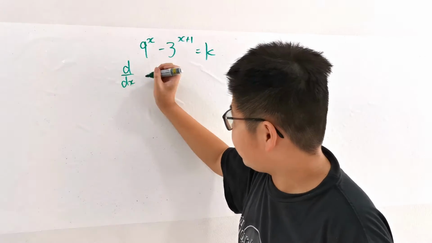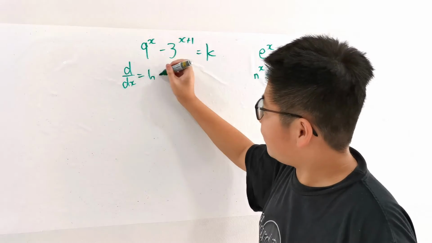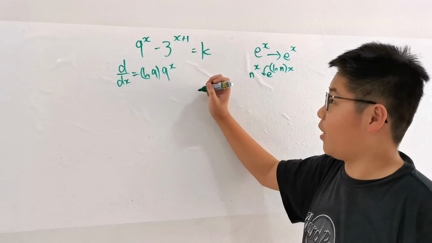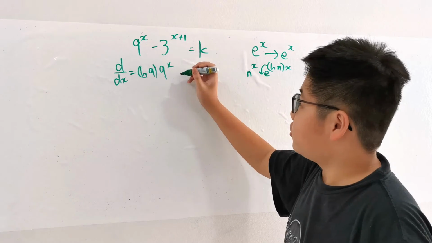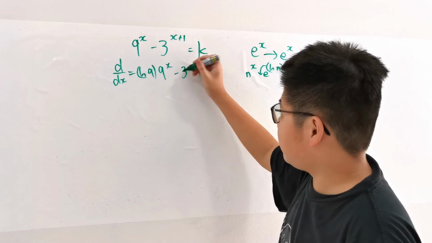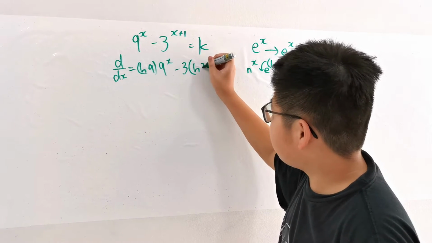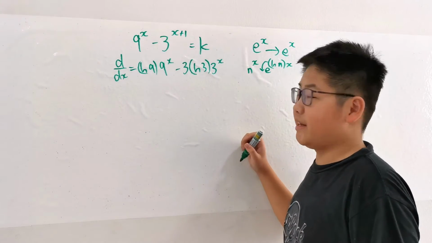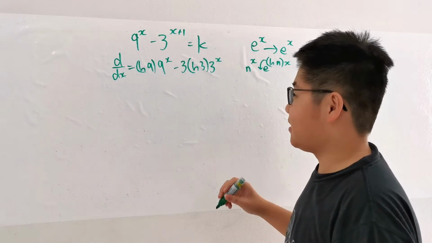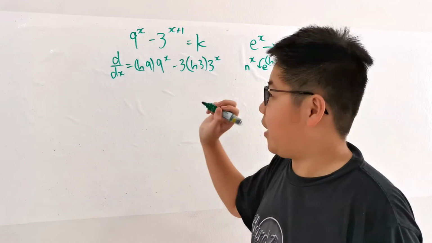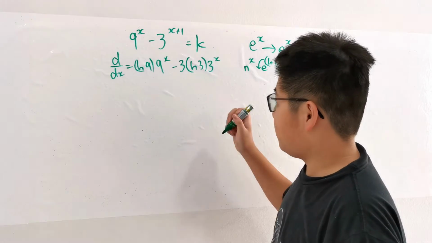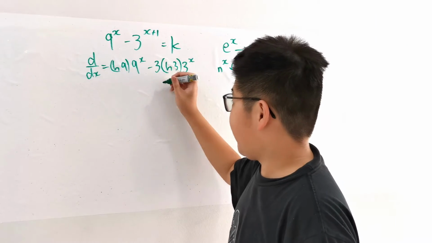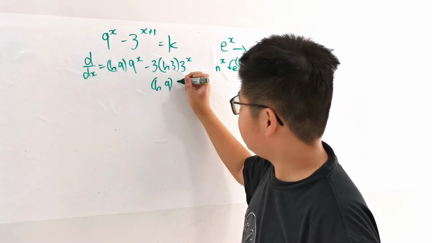d over dx of this comes ln 9 times 9 to the x. Since 3 to the power x plus 1, we also have to put minus 3 times ln 3, and then we can take this off, take this one off, leaving us with 3 to the power of x. Now we need to find the spots where this turns out to be 0. So we can equate both sides to be 0. One's plus and one's minus. We can put this equation.